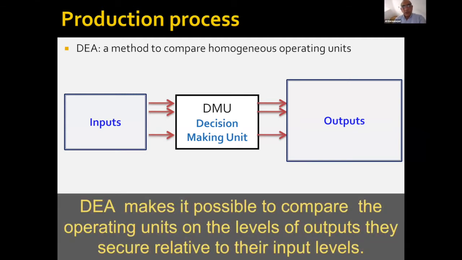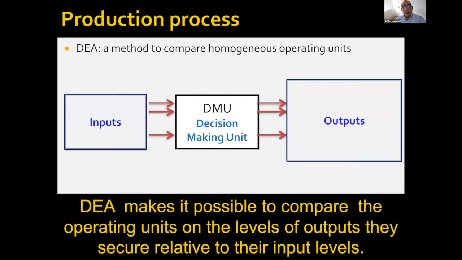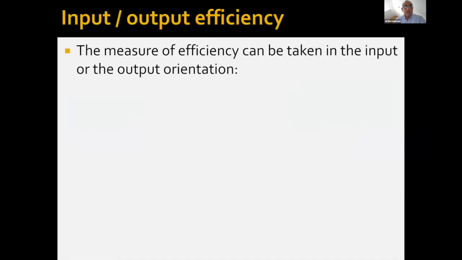So DEA makes it possible to compare the operating units, any of these decision-making units, in order to find the relative efficiency against each other. This is relative efficiency because DEA compares each DMU against a set of other DMUs in the data set. So obviously, if the data set is changed, the relative efficiency may also change.